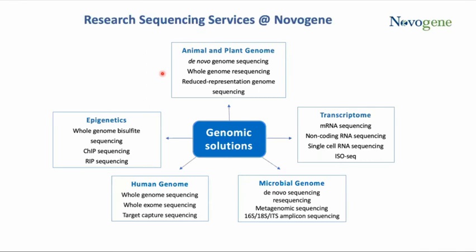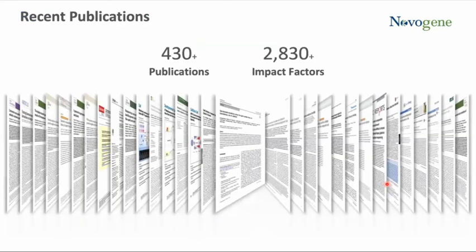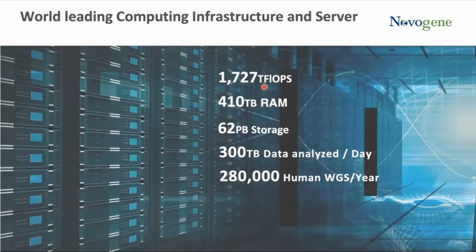And back to this one, Seamus already introduced, so we provide different types of services. If you are interested in any of them, or you want to combine multiple of them, you can always contact us. We have contributed to more than 430 publications with very high accumulative impact factors. To support storage, analysis, or sequencing, we have a very powerful computing system at the end. So you don't need to worry about how to guarantee a quick turnaround time for your analysis.